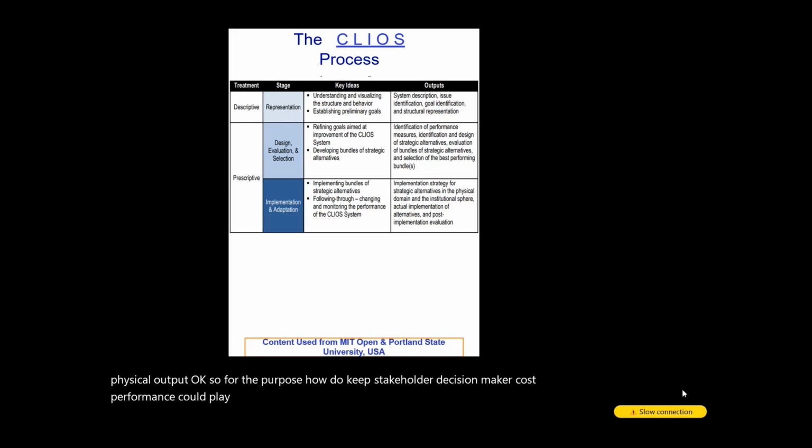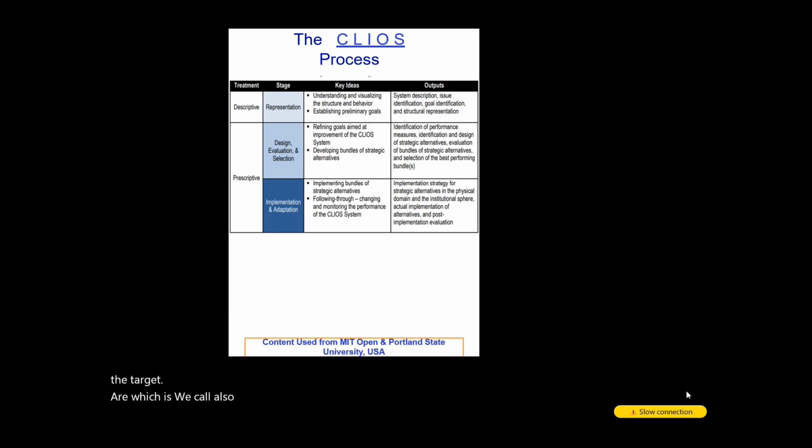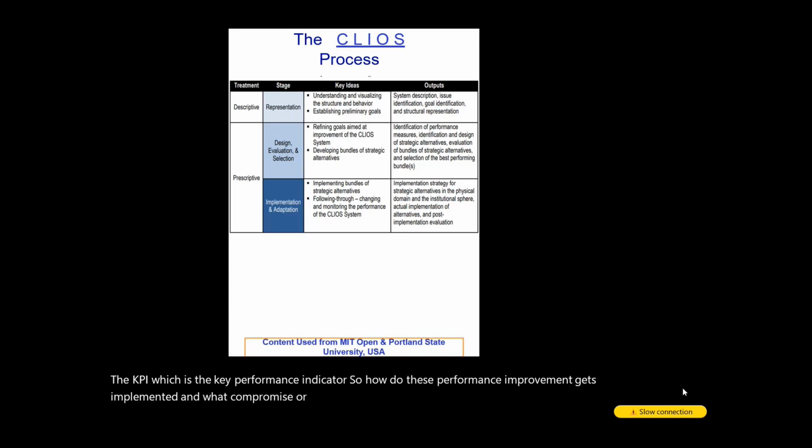The last part is about implementation and adoption. That means, through organizational management, can the system achieve the target, which we also call the KPI, the key performance indicator. So how do these performance improvements get implemented, and what compromise is made among the implementation actors and organizations at the structural levels, which could bring the strategic alternative to change the monitoring and performance.